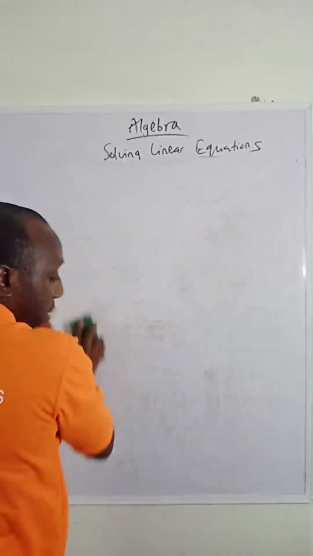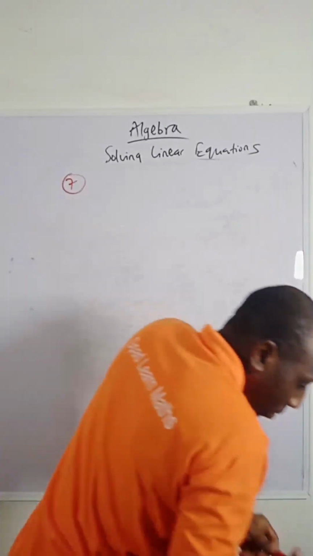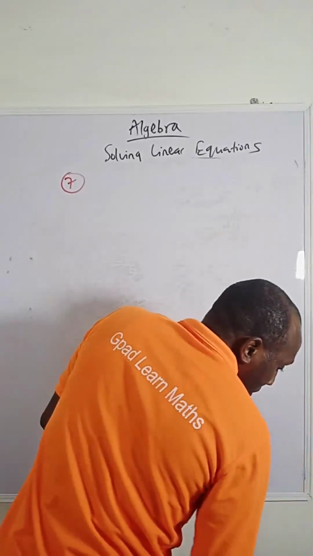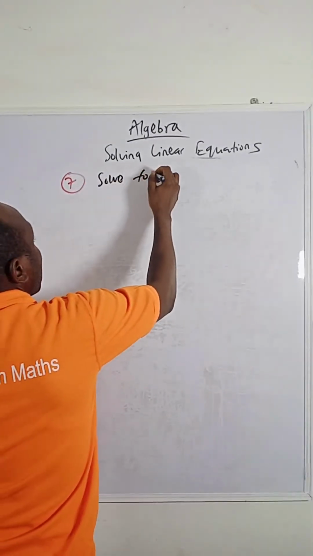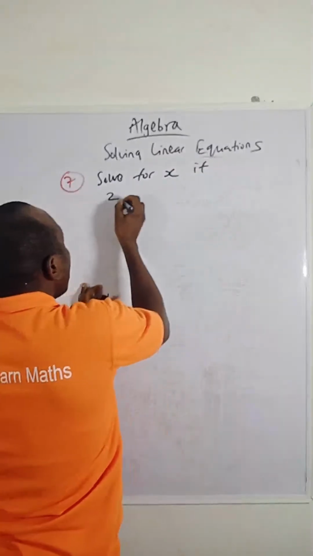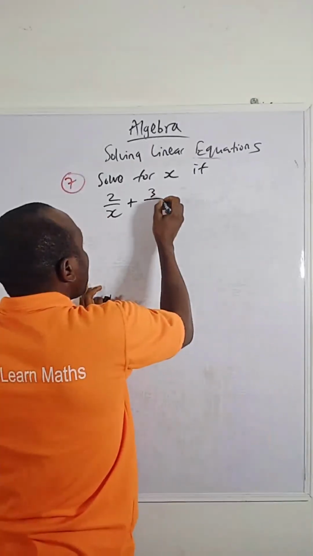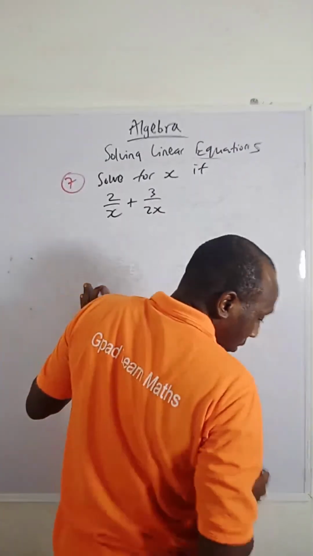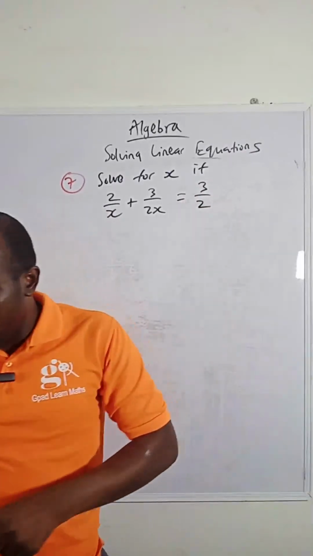So let's go to number 7. Solve for x if 2 over x plus 3 over 2x is equal to 3 over 2. Can you all do this? Give this a try, everybody.